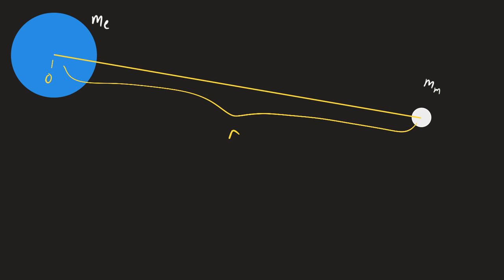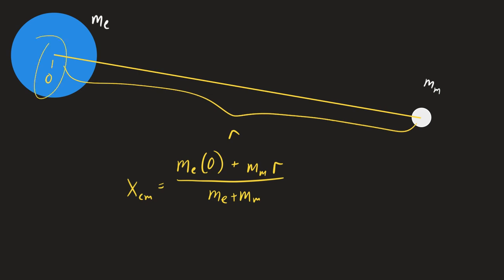So how would this look for center of mass? Well, this would be x center of mass equals mass of the Earth times 0 plus mass of the moon times r, the separation distance, all divided by the mass of the Earth plus the mass of the moon. Center of mass in the Earth and moon. But remember, this is measuring it as if the Earth is 0 on the number line.